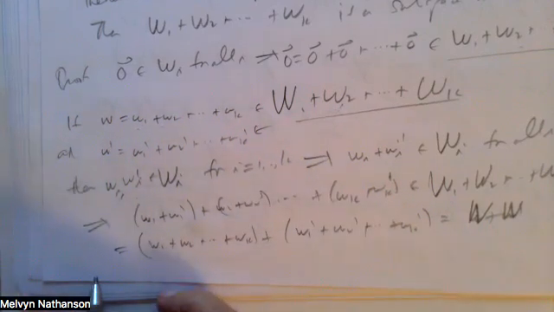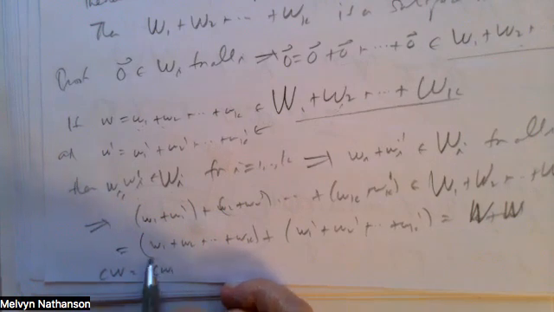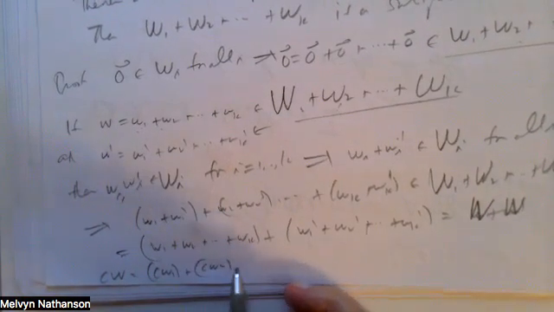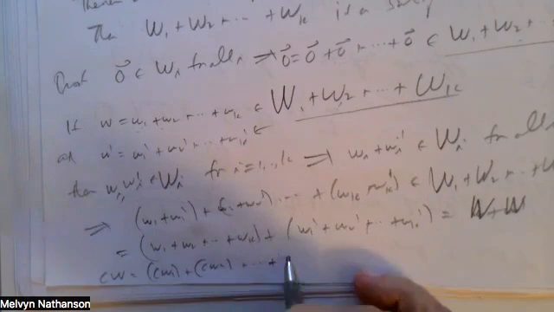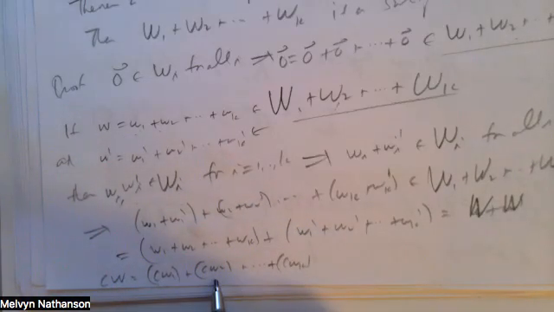And similarly, C times W is CW1 plus CW2 plus up to CWK. If W1 is in the subspace capital W1, then multiplying that vector by C, it's still in the subspace. So this is in the subspace W1, this is in the subspace W2, and so forth.